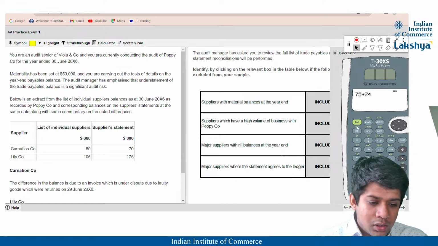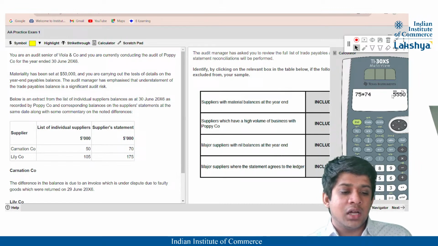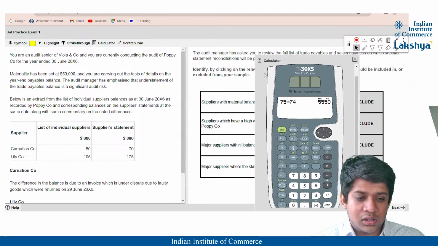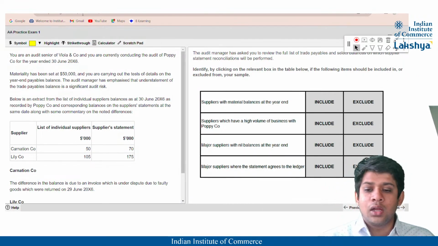Yes, so enter. So I will get the amount on the right hand side, 5550. Okay, so you can use your calculator like that. Once again, if you click on the calculator, how am I supposed to remove this? Yeah, you have an option of crossing it. So you can just cross it.